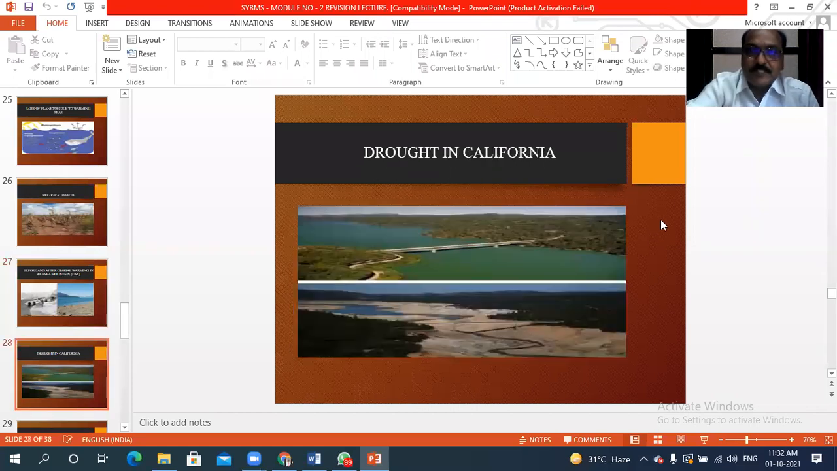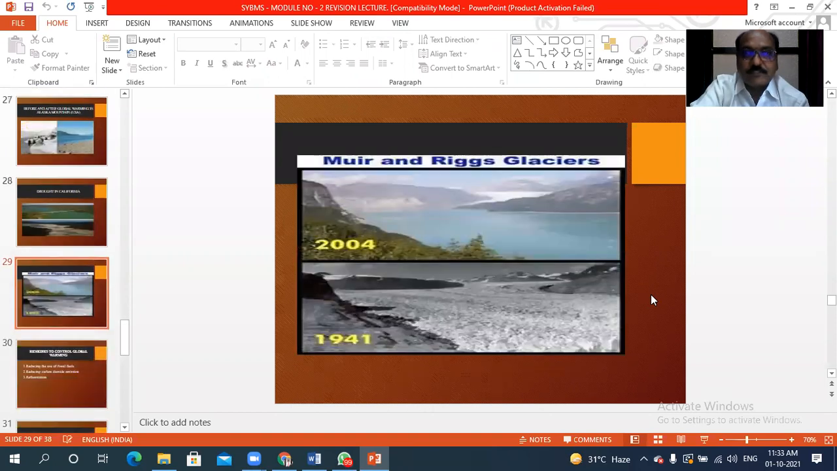Is it clear? After that, you see, dear students, drought in California. This is the drought-full condition after global warming in California, and this was before global warming. You see how was the condition of this region, and after global warming, you see in this picture. Next, dear students, that is Muir and Riggs glaciers. This is the picture of 1941. This was the condition of this region, and after global warming, you see what the changes were in 2004 in this region.